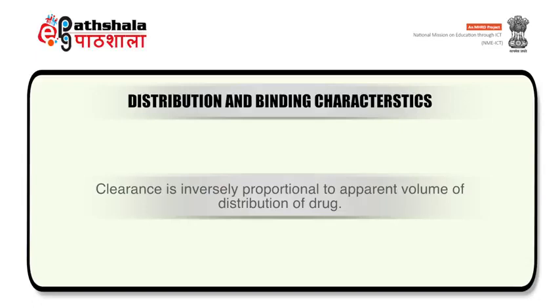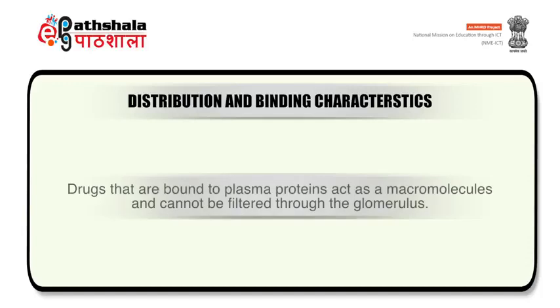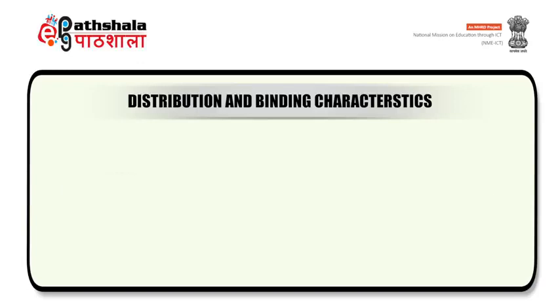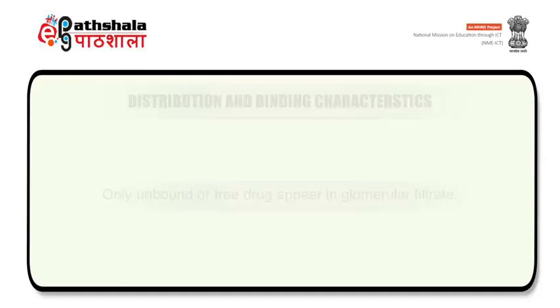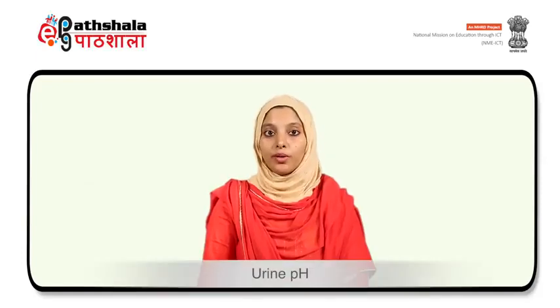Clearance is inversely proportional to the apparent volume of distribution of the drug. Drugs that are bound to plasma proteins act as macromolecules and cannot be filtered through the glomerulus. Only unbound or free drug appears in the glomerular filtrate. Next factor was urine pH.